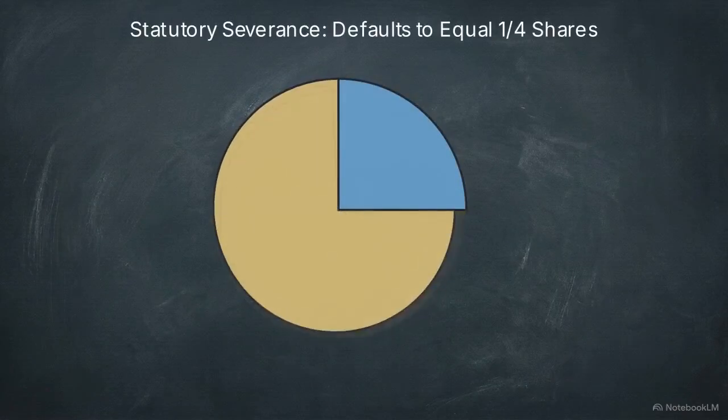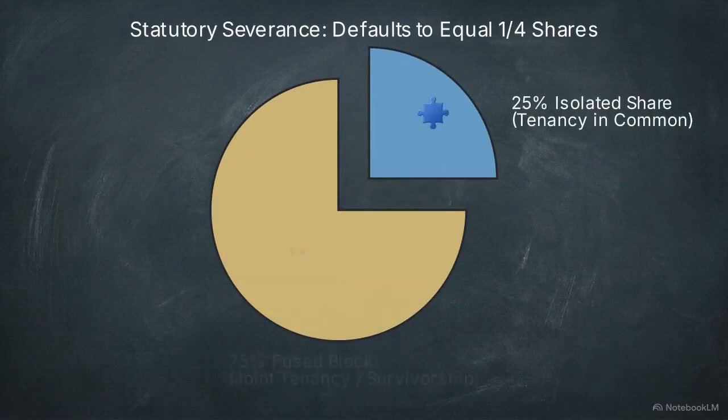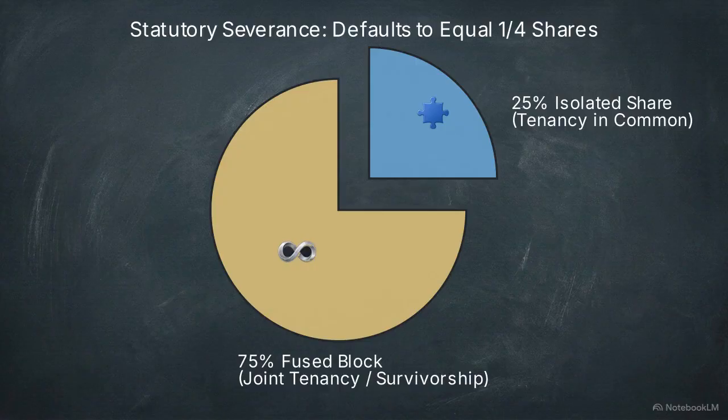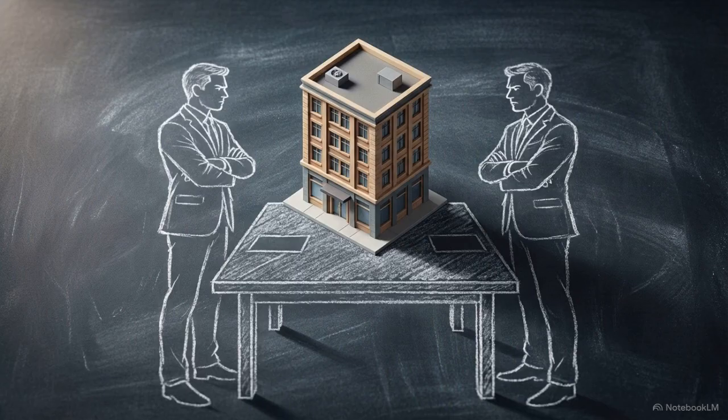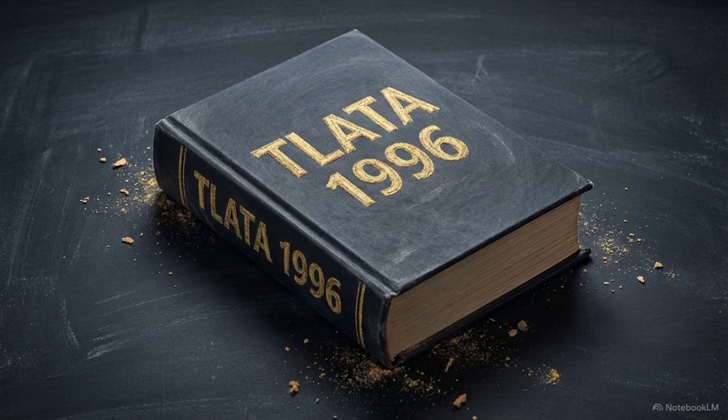We have solved the math. We know who owns what percentage of the property. But knowing the percentages doesn't solve the practical reality if the remaining co-owners are deadlocked over whether to sell the commercial building. When human disputes stall the management of the property, the Trusts of Land and Appointment of Trustees Act 1996, known as TLATA, becomes the primary governing framework.